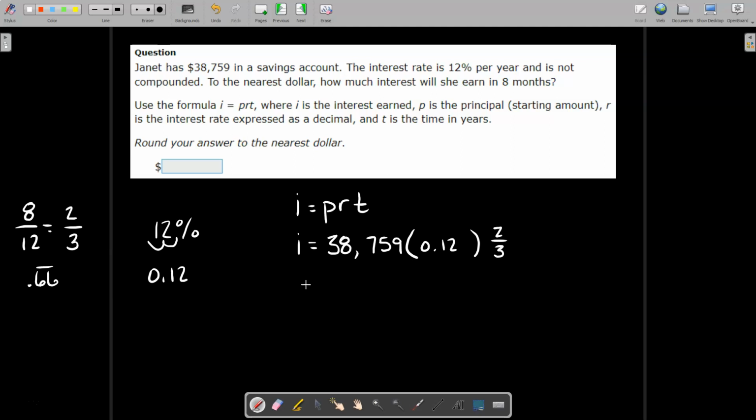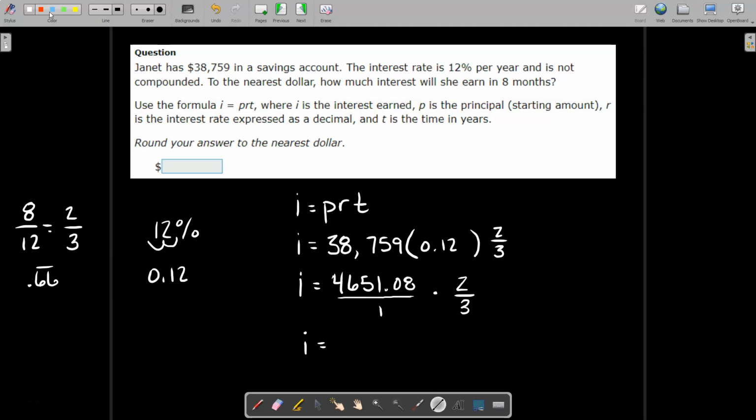Now, in doing so, let's first go ahead and multiply just the first 2 factors, 38,759 times 0.12, because that would give us a product of $4,651.08. And I still have to multiply it times 2/3. Now, if I think of this first factor as a fraction, I could put it over 1. Then I could go ahead, and for interest, I could just multiply straight across, right?